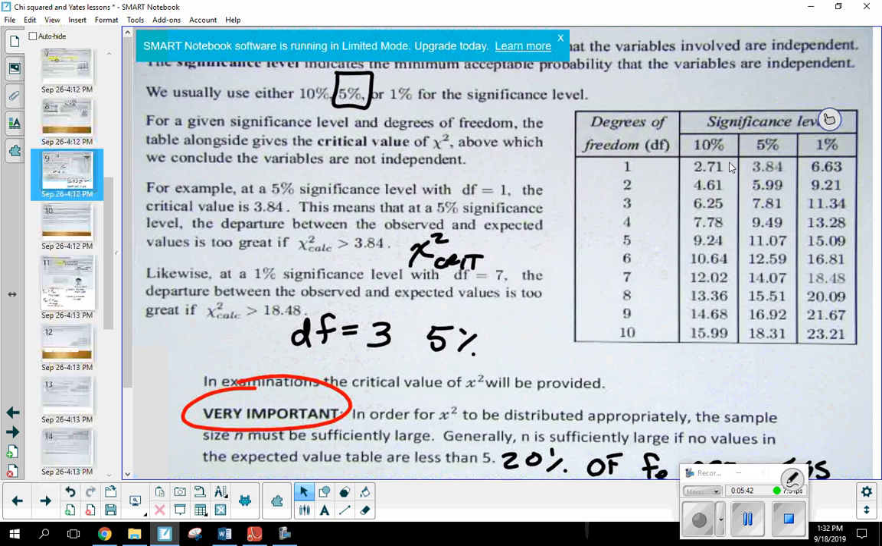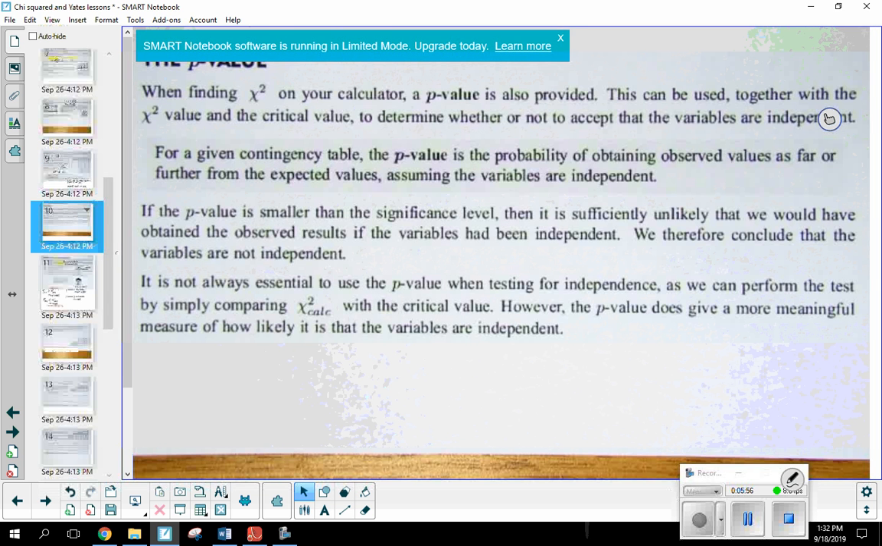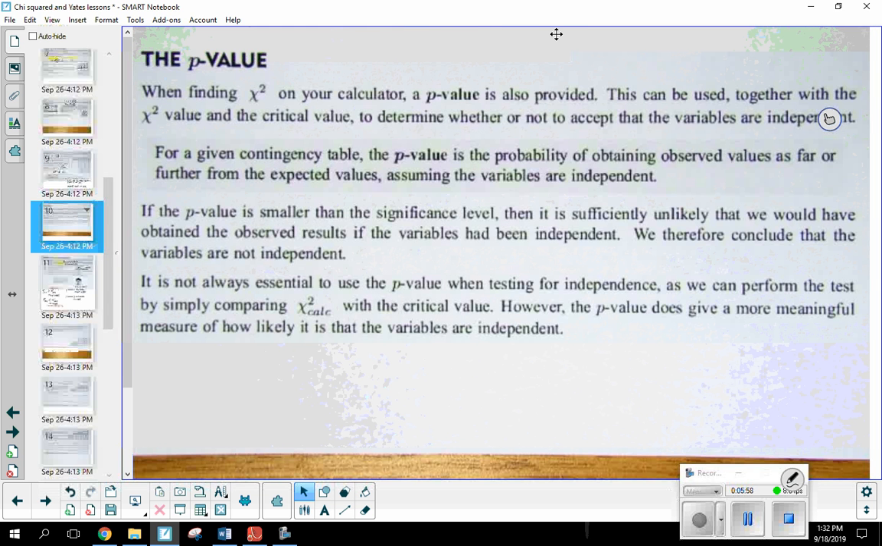There's just a few minor aspects left, and then we can finally start to pull all of this together. I believe this is where we stopped yesterday, and I'm going to remind you about this importance right here next week during the Yates continuity lesson. But there is something that we call the p-value. When finding chi-squared on a calculator, a p-value is also provided. This can be used together with the chi-squared value and the critical value to determine whether or not to accept that the variables are independent.